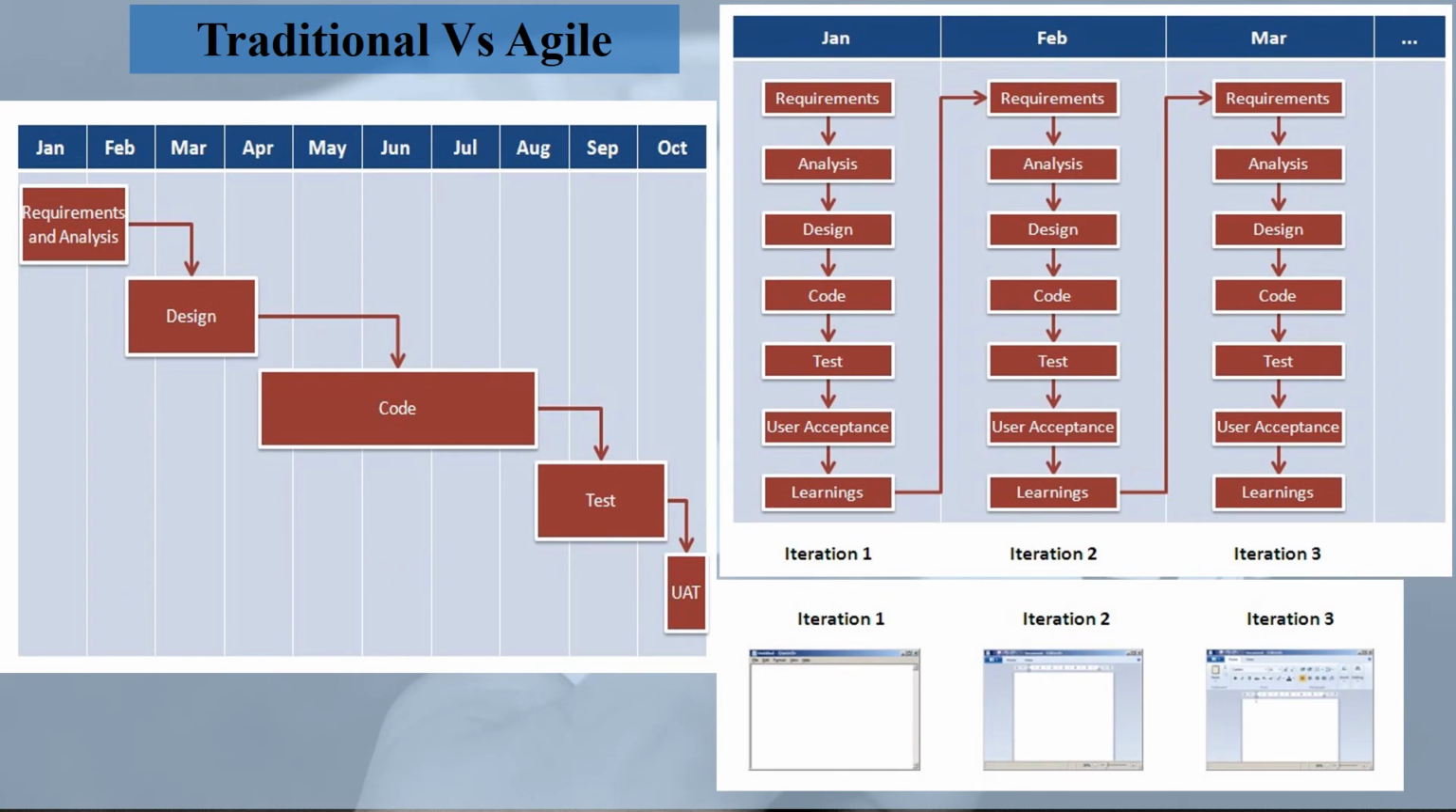So you've got iteration 1, 2, and 3, and we can see that within each of these, what actually happens in an agile approach as opposed to a traditional approach.